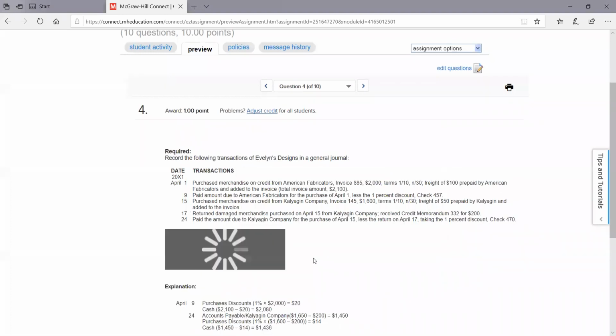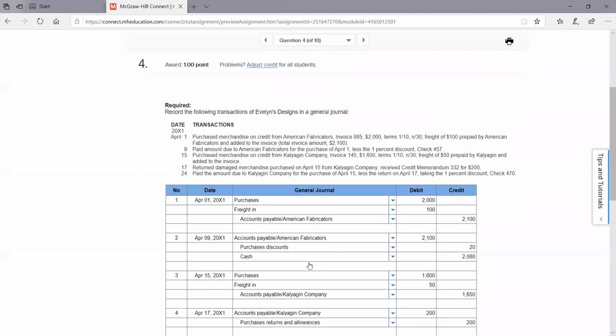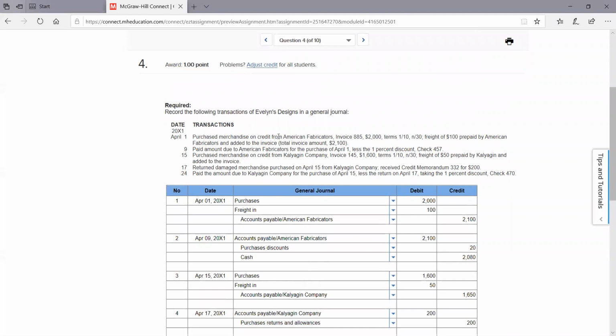Let's check out number 4. And on this one, we're going to have purchase discounts. Just like you had sales discounts, you have purchase discounts. It looks like most of the problems here are going to have the 1/10 scenario, where if they pay within 10 days, they get 1%, or we get 1% off. So start first one, we got a purchase, and for 2,000, we got freight. And so notice you debit purchases, you debit freight in, and then the credit goes to accounts payable.